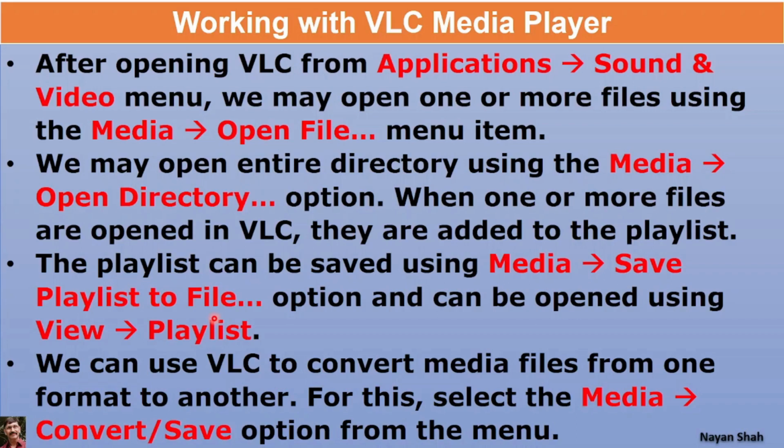So for that, every time I don't need to go to different folders and select my favorite songs. Rather, once I do that, I can save that playlist so that next time I can open that playlist and easily play those random files in a sequence. So that can be used, and this playlist can then be opened using the view playlist option.